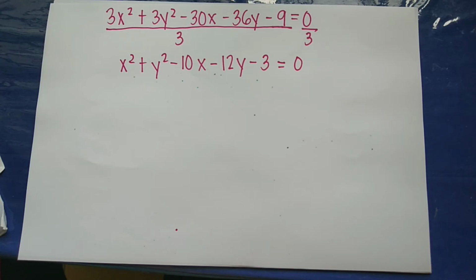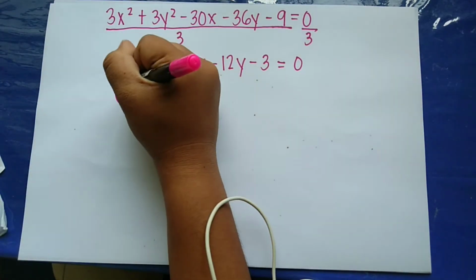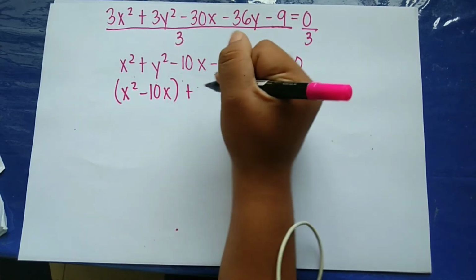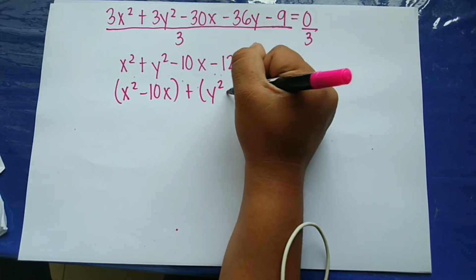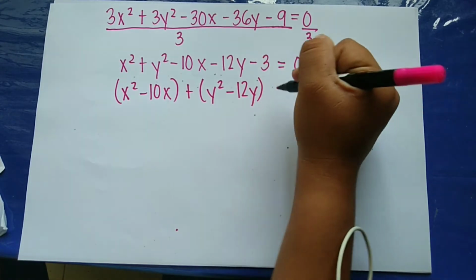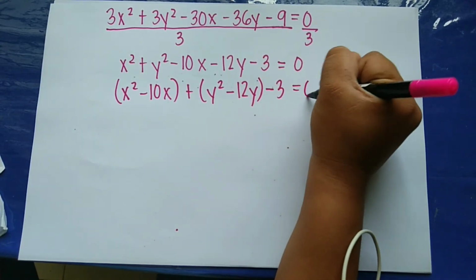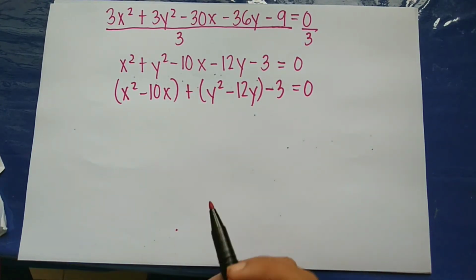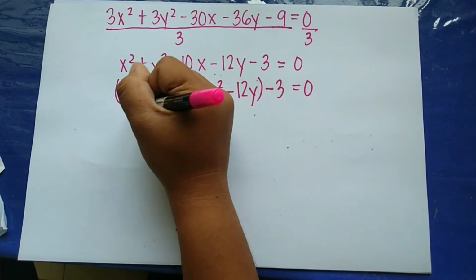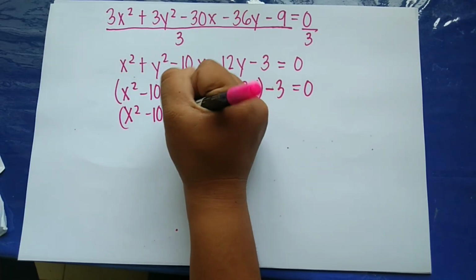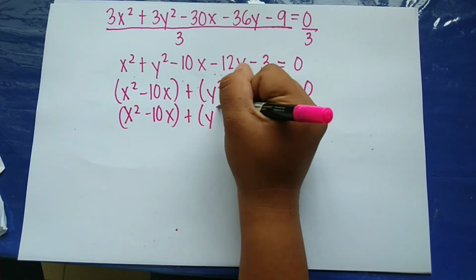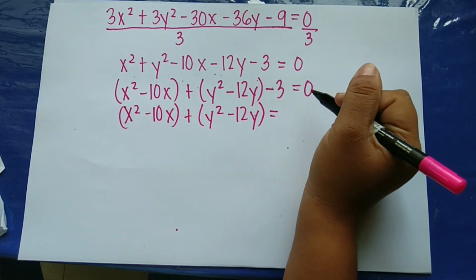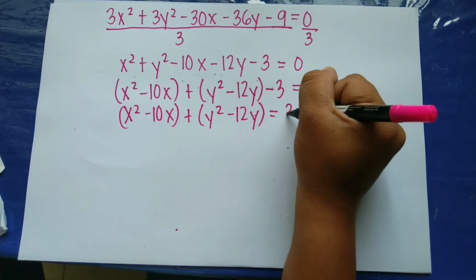Group the terms with the same variable. x squared minus 10x plus y squared minus 12y. Copy the constant term and equate to 0. Move the constant term to the right side of the equation. Copy this and this. Then move the constant term. We will transpose it. So from negative, it will be positive.